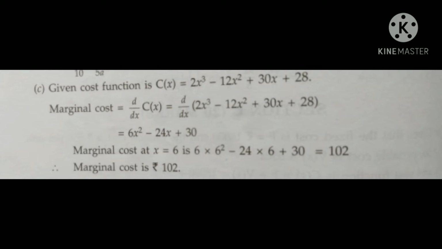When x is equal to 6, then marginal cost will be 6 into 6 square minus 24 into 6 plus 30, which gives you 102. So our marginal cost is 102.